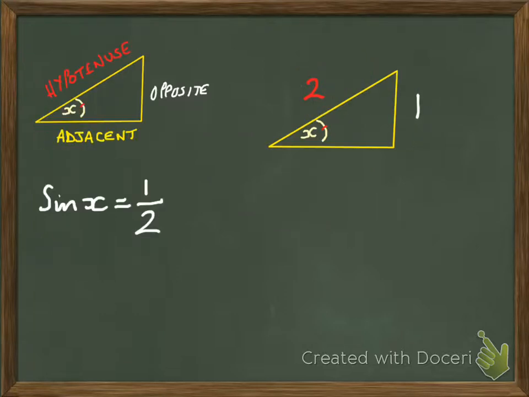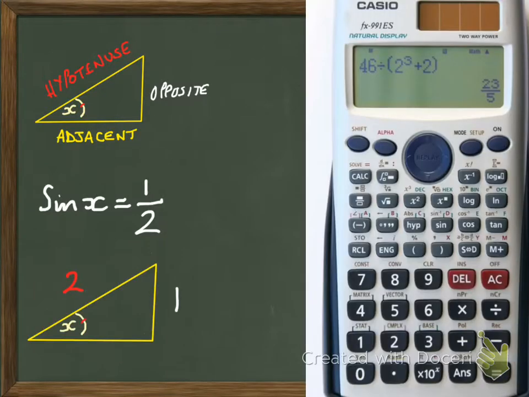So we found out the sine of x equals a half. But what does the angle actually, what is the angle? We know the sine of x, the sine of that angle x is a half, but what's the actual angle? Well, this is where you're going to need your calculator, and you've worked out that sine of x equals a half.